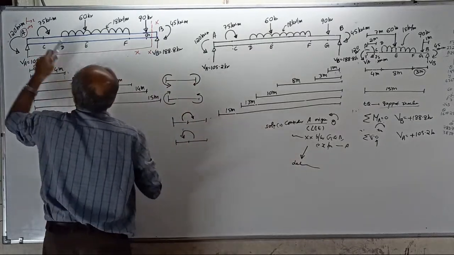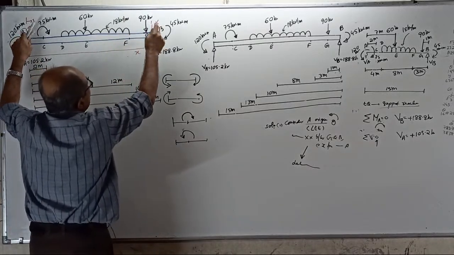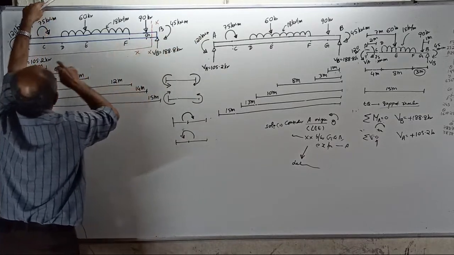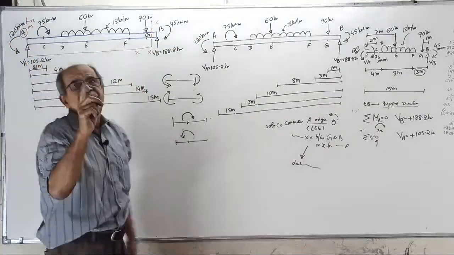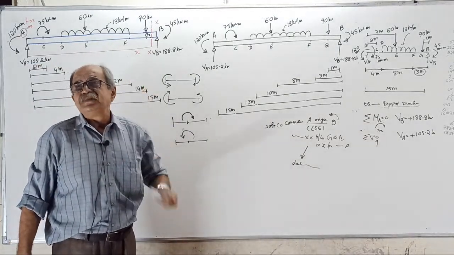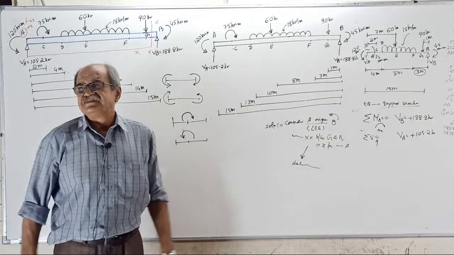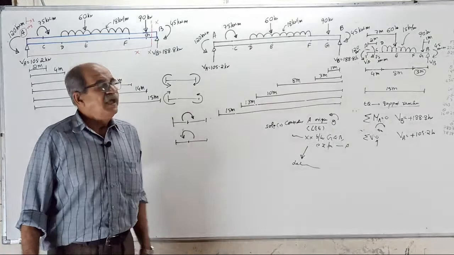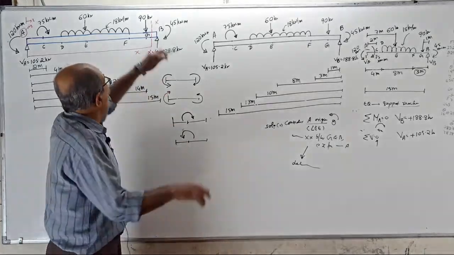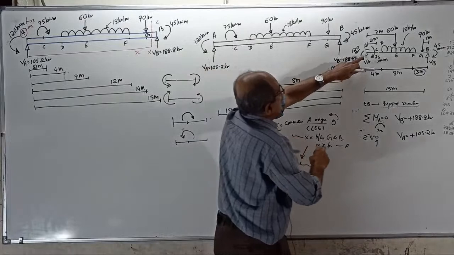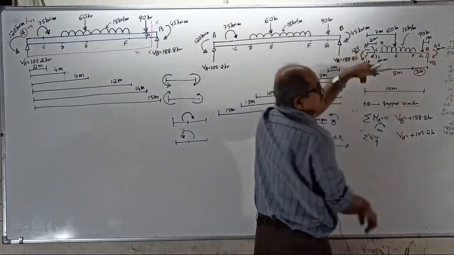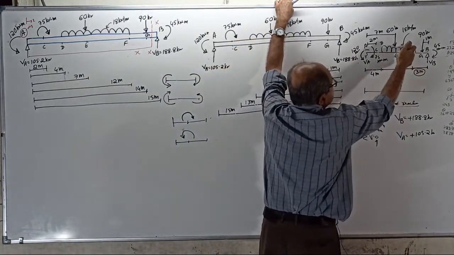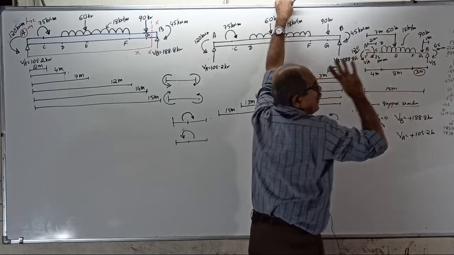Once you write, take A origin, consider section XX between the last 2 points on the other side, G and B at X from A. Then write immediately. In Macaulay's method, it is compulsory that section XX should pass through UDL. If I take A origin, and take a section here, it does not pass through UDL. But to make it pass through UDL, you can't take section here. Why? It should be between the last 2 points.